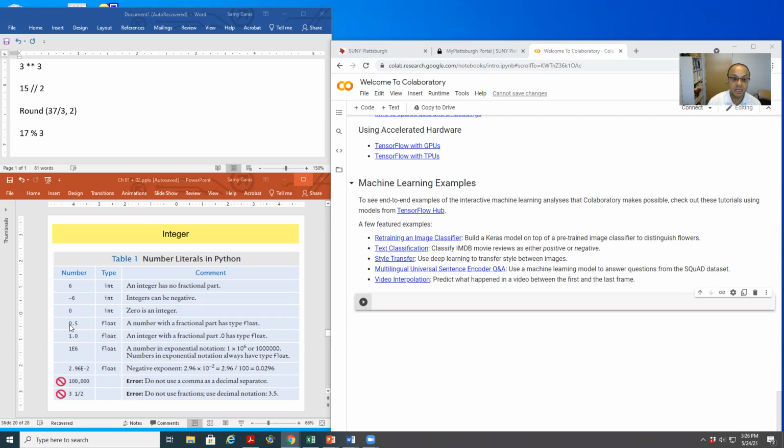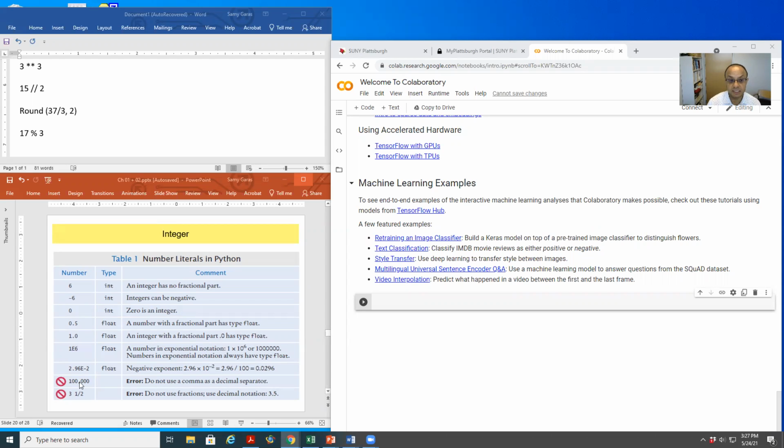But if the number has decimals, either 1 or 2 or more, then we call it a float. Even if the number is a whole number with 0 decimal, it's also a float. So 1.0 is a float. If it's an exponential number, whether positive or negative, it is a float.